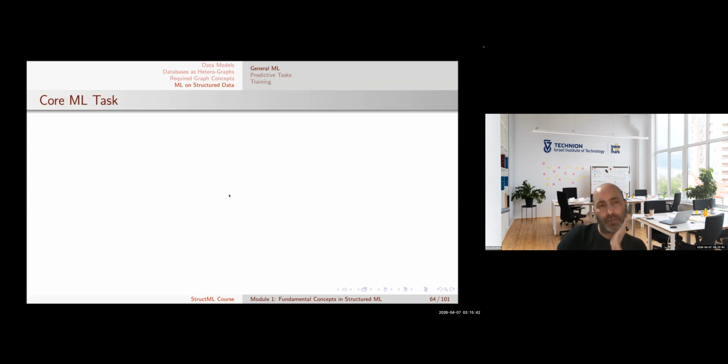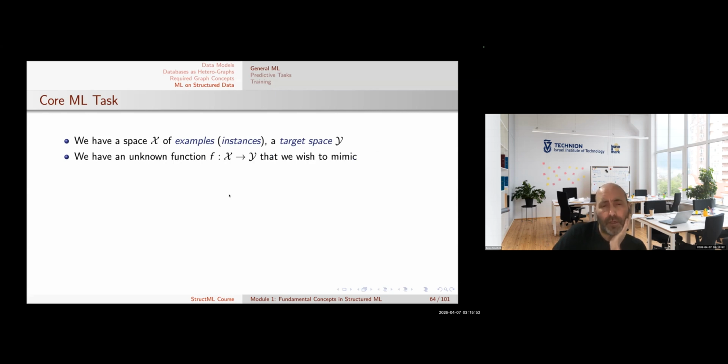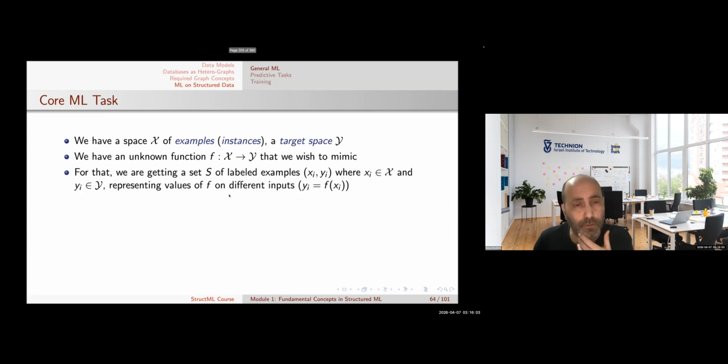Okay, so the core task in machine learning is basically as follows. We have a space X of examples or instances. We have a space of outputs, the target space Y, and there's an unknown function F from X to Y. Now we really want this F. We want to know what it is. We want to be able to mimic it or put our hands on F, but we don't have it. We do get a set of examples, S. Okay, these are examples xi, yi, xi in X, yi in Y, telling us how F is behaving. So yi, we think of it as F of xi.